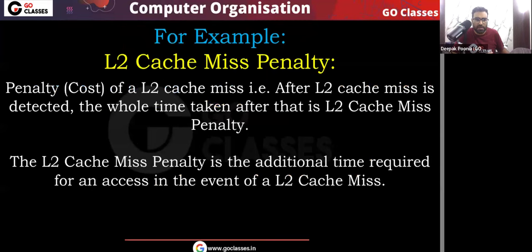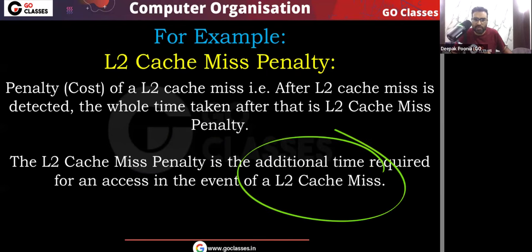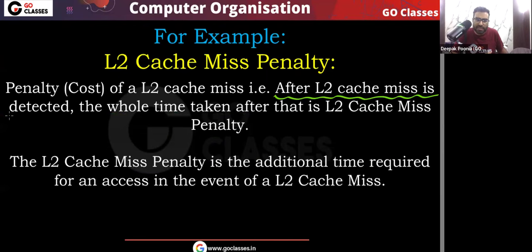Very simple. For example, what will be the L2 cache miss penalty? That means after the detection of an L2 cache miss, we have already checked in the L2 cache whether there is a hit or a miss. That detection we have already done. Now, after the detection of the L2 cache miss, the whole time taken after that is called the L2 cache miss penalty. So L2 cache miss penalty simply means the additional time required when the data is not in the L2 cache, when there is an L2 cache miss.